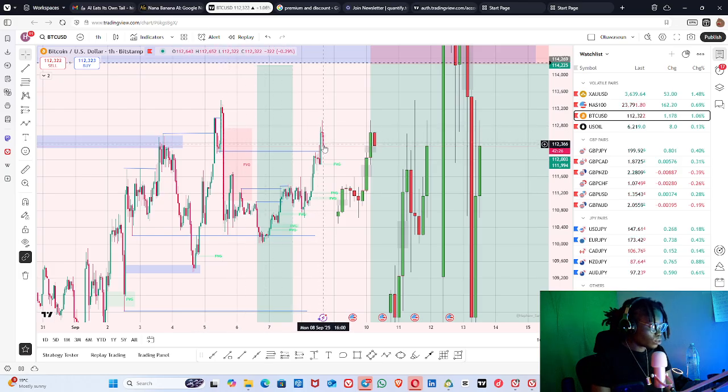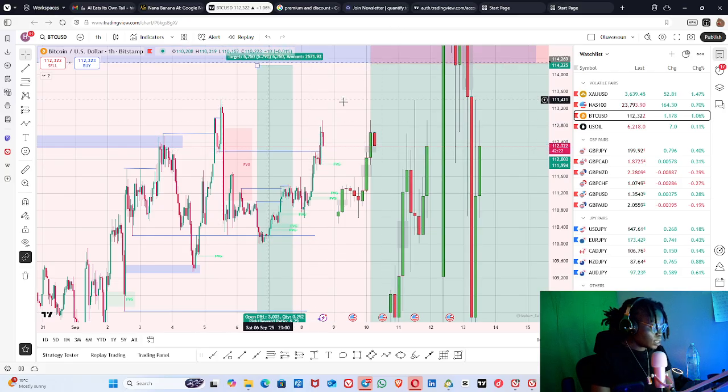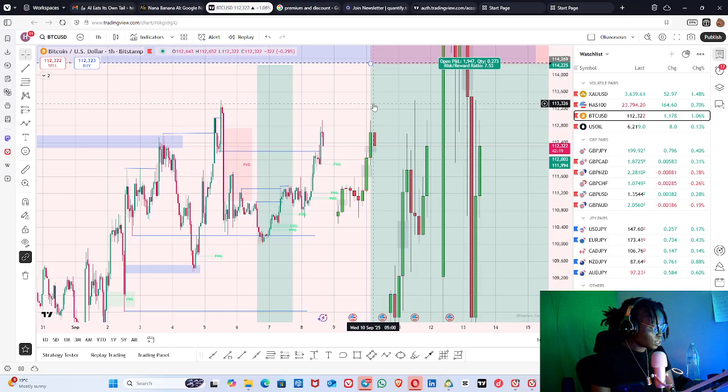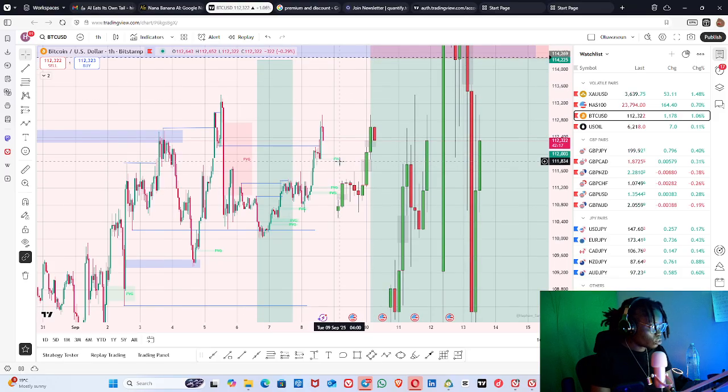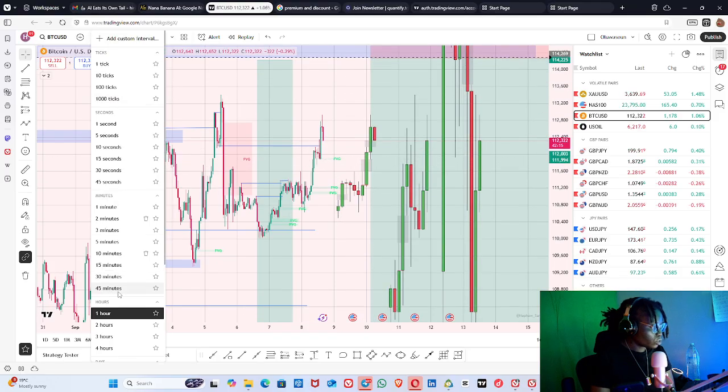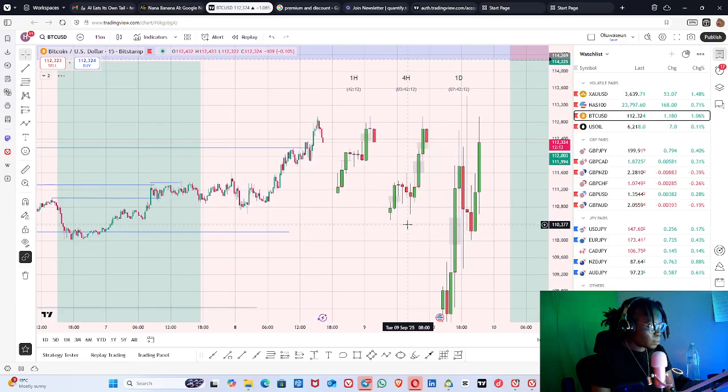Though I believe it's going to bounce back, use this area as a support, then push back. This eye will get taken. I'm sure that this eye will get taken. I just need to look for the best place to enter this trade from. I'm looking for the best buy entry.